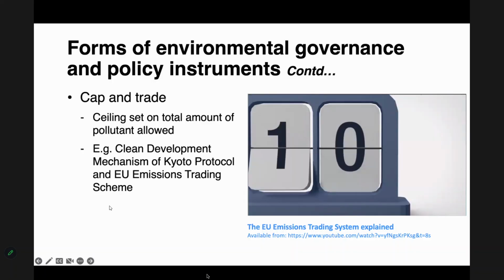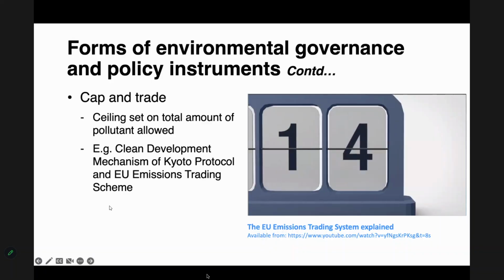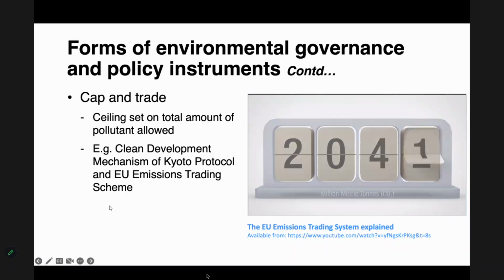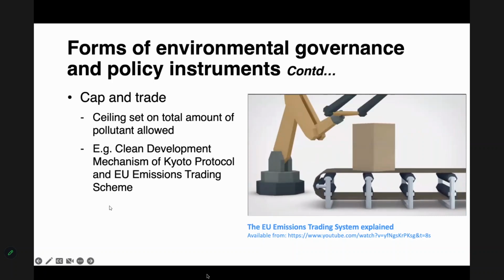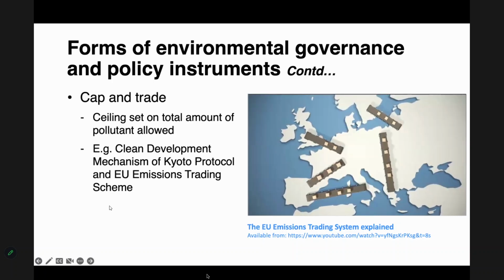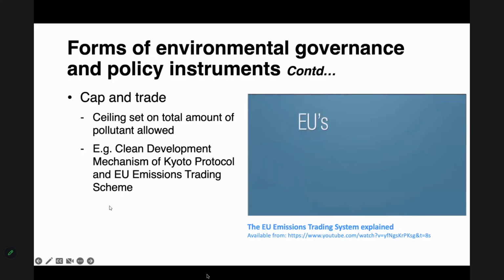For more than a decade, the EU has worked to cut its greenhouse gas emissions with the help of the world's first, largest, and longest-running international system for trading emissions allowances. And the system keeps growing stronger.